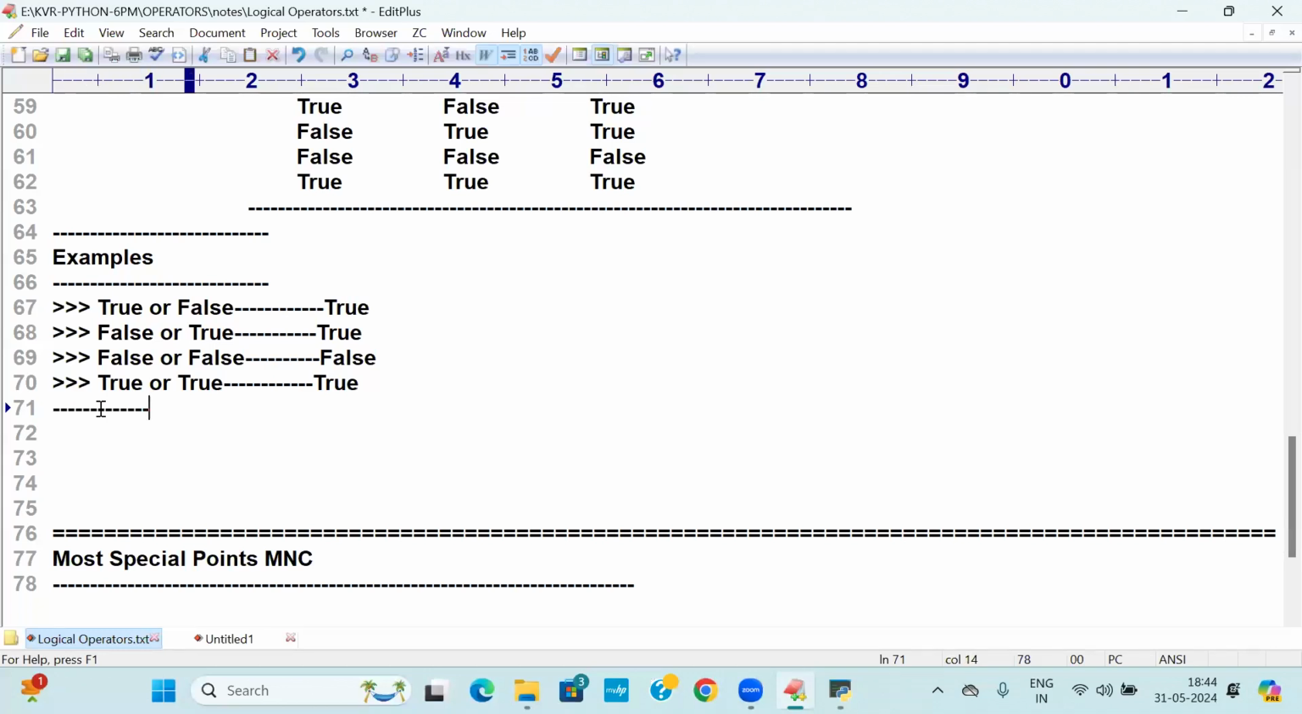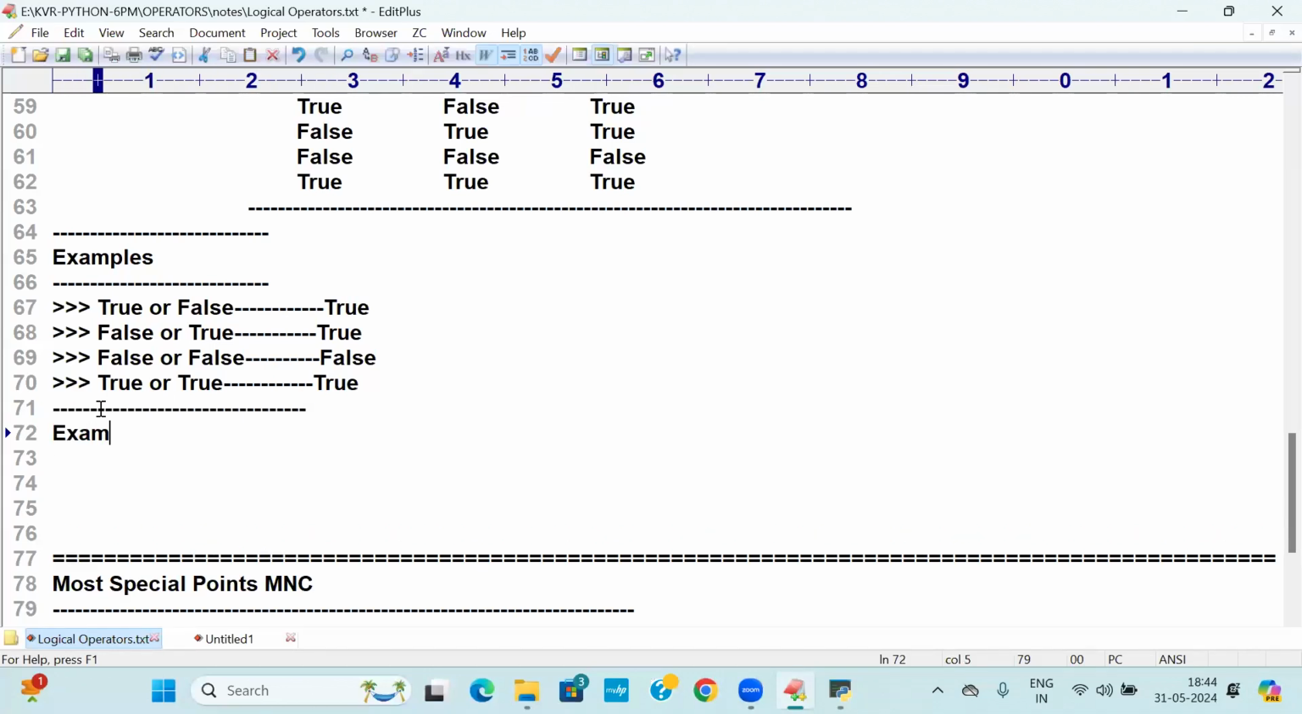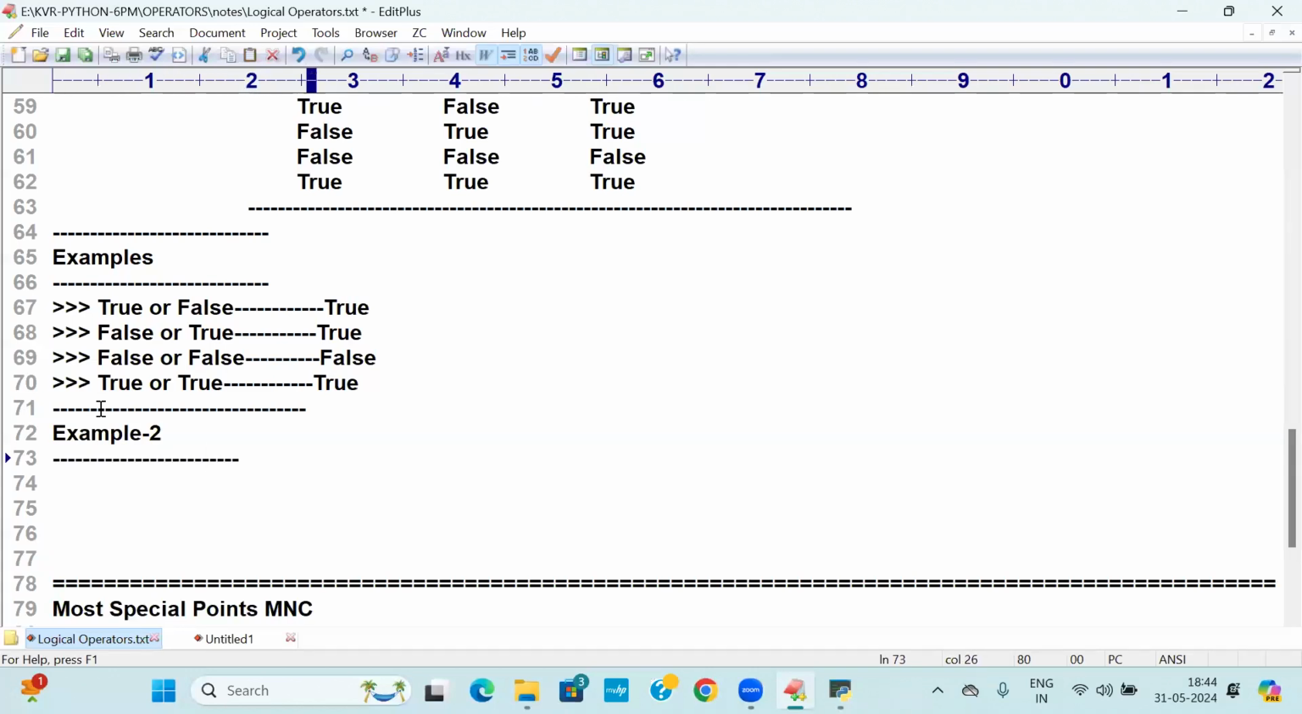Okay. Come to example 2. Example 2. Here I am going to take it. What is the symbol of OR?